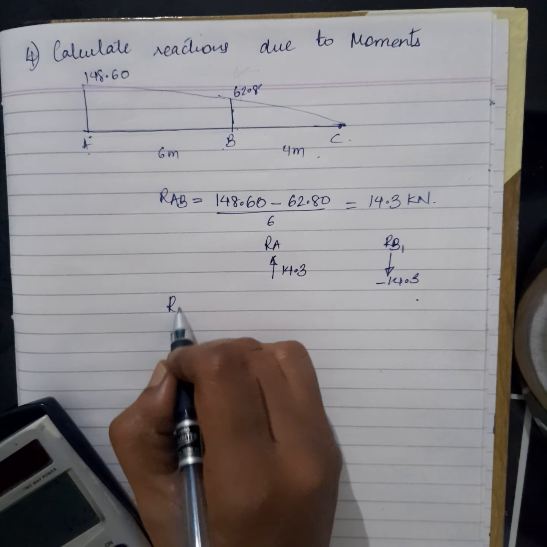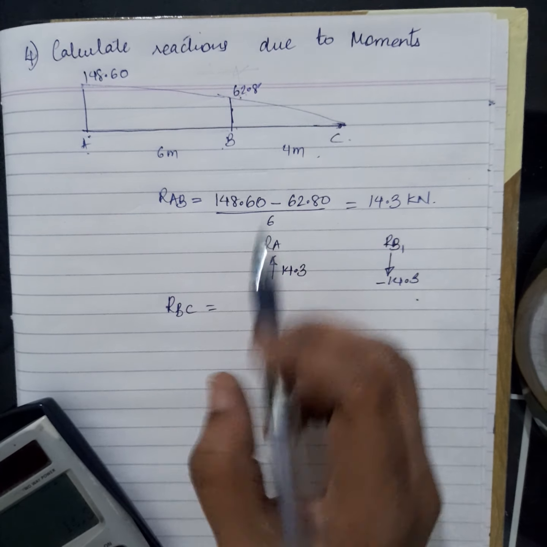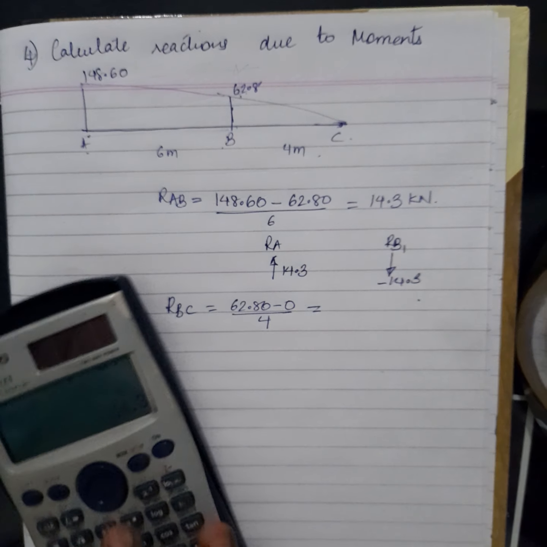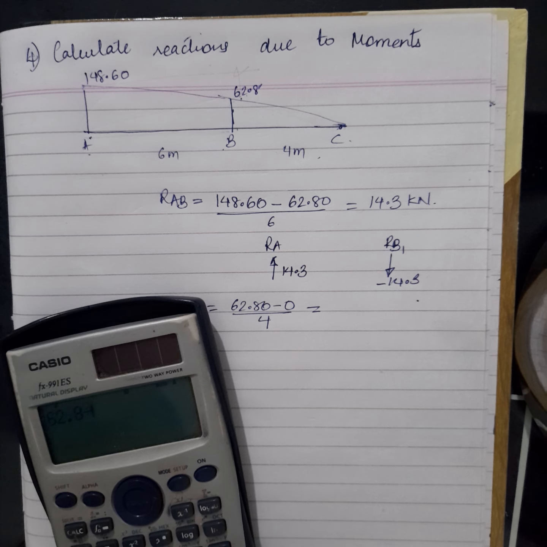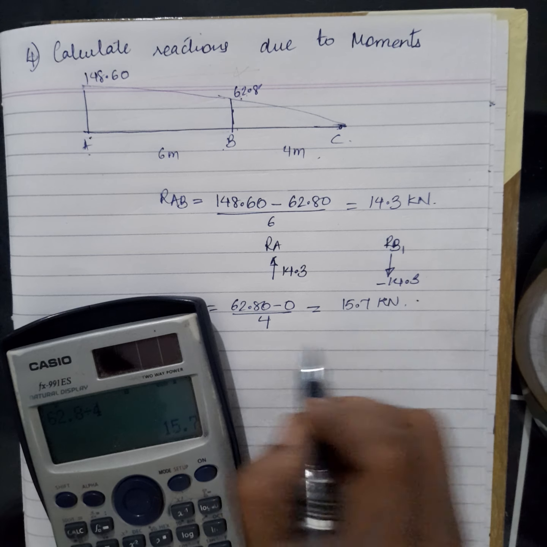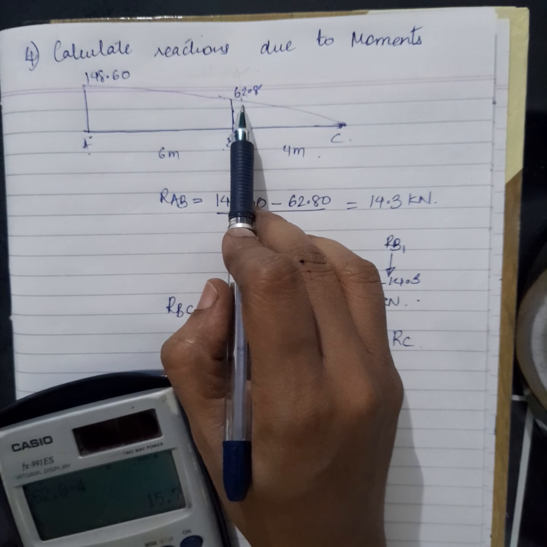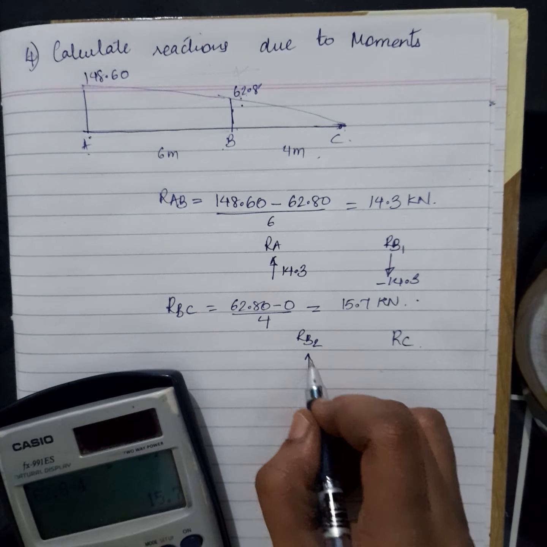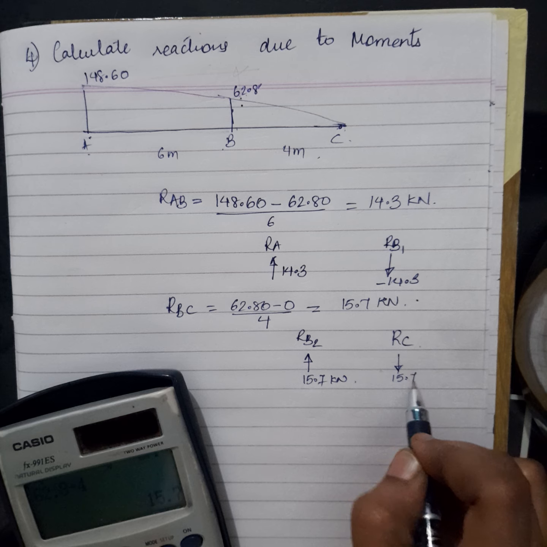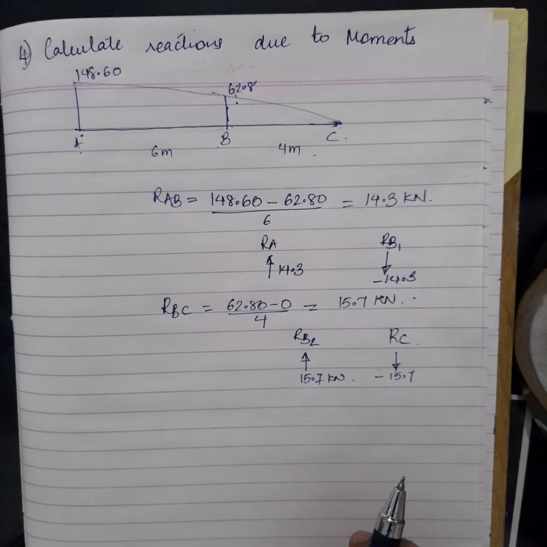Okay. Similarly, reaction BC. Difference between the two moments, 62.8 minus 0, divided by the length of the beam. So 62.8 divided by 4 meters. It is 15.7 kilonewton. So RB2 we have and RC. Where are we going to add? Since moment is higher here, and this is 0, we are going to add 15.7 at B and deduct 15.7 at C. So this is reaction due to moment.